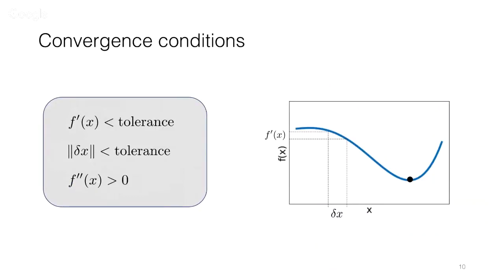And you can continue to do this until convergence, meaning that the derivative is maybe not 0, but less than some really small number, and that between two successive iterations you're really not going anywhere, so the norm of delta x is less than some tolerance, and you still need to keep track of the curvature.